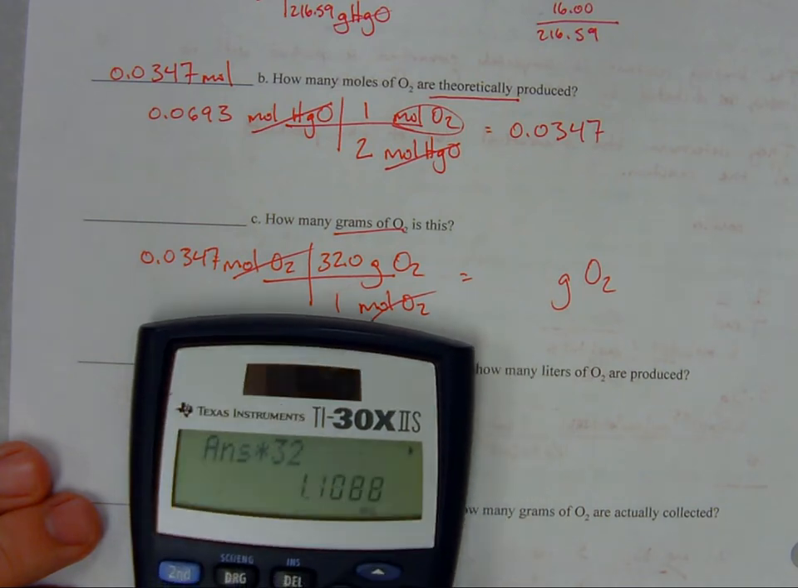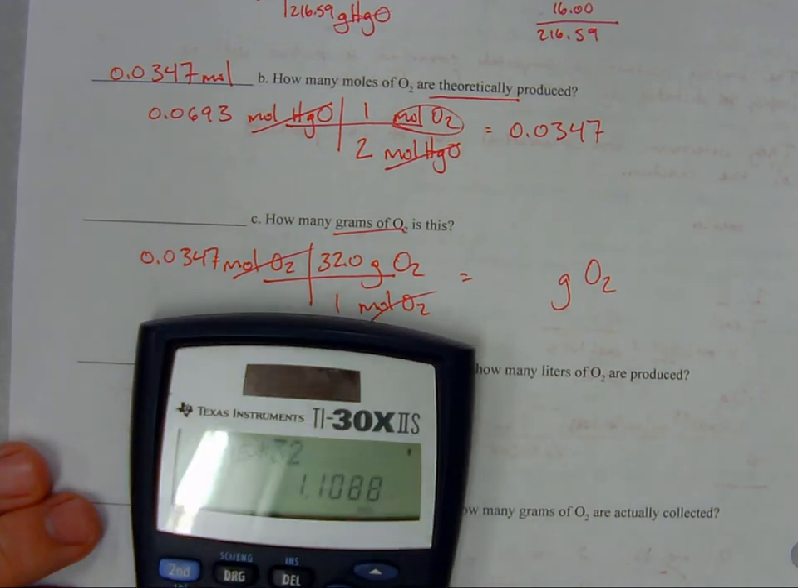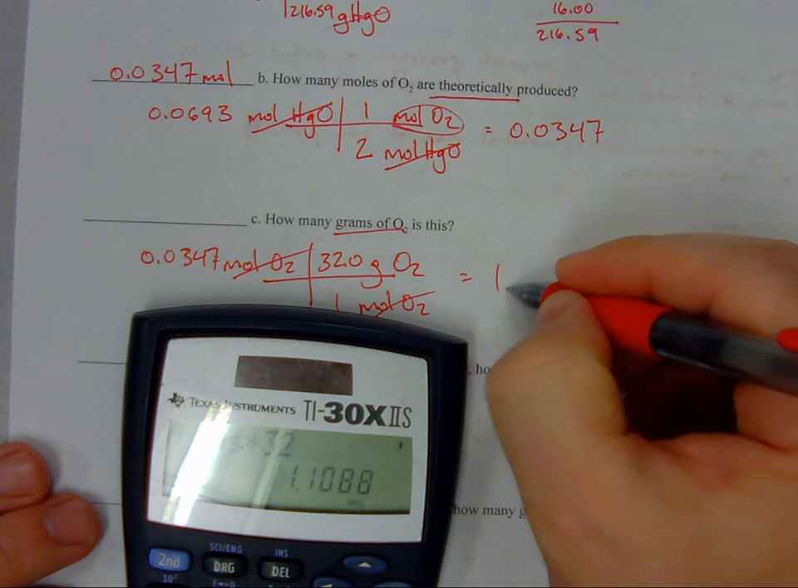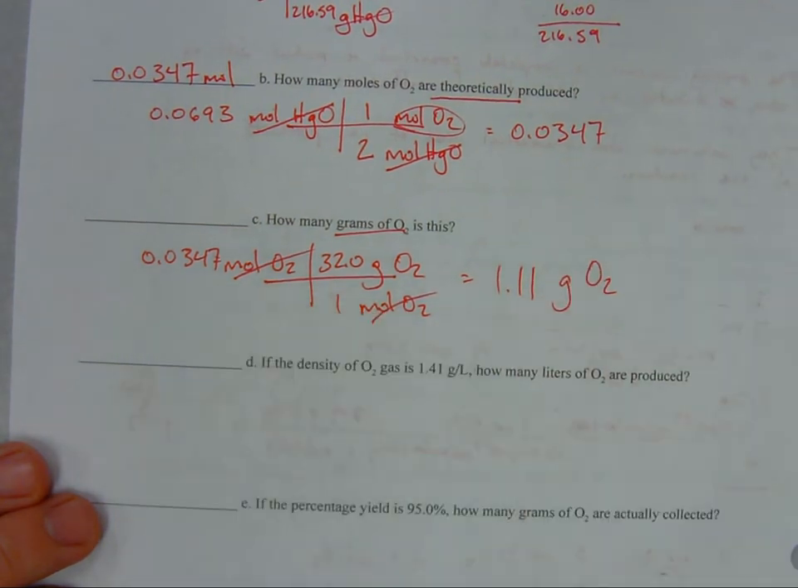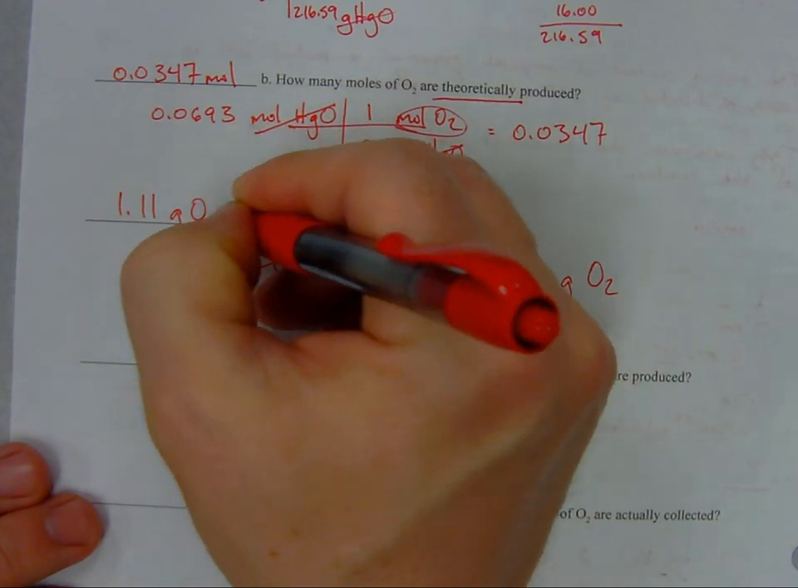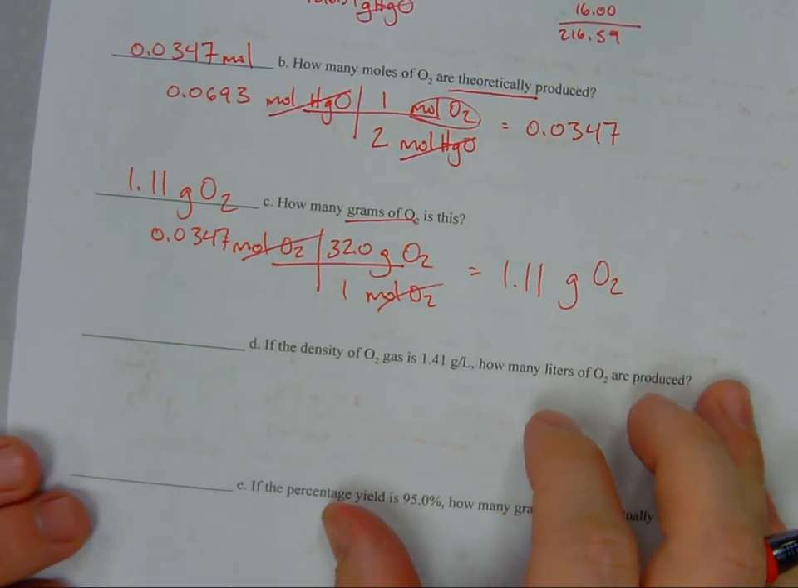All right, so I'm still doing 3 significant figures, so what should I turn that into? I'm going to have to round to that spot right there. What does the number right behind it tell me to do? It tells me to round it up. So I got 1.11 grams of O2, 1.11 grams of O2.